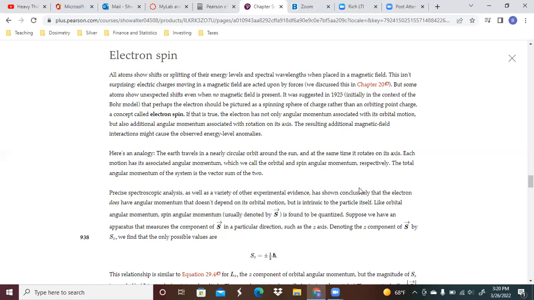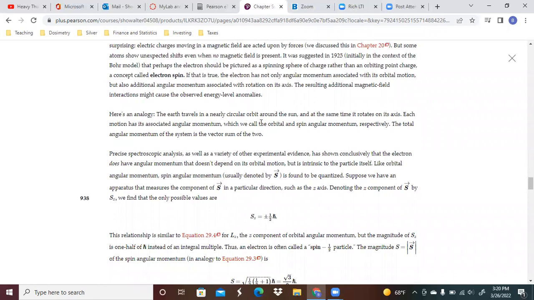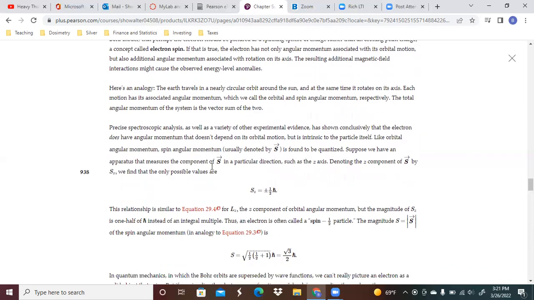So if that is true, the electron not only has angular momentum associated with its orbital motion, but also additional angular momentum associated with the rotation on its axis. The resulting additional magnetic field interactions might cause the observed energy level anomalies. So in other words, here's an analogy. The Earth travels in a nearly circular orbit around the sun. At the same time, it rotates on its axis. Each motion has its associated angular momentum, which we call the orbital and spin angular momentum, respectively. The total angular momentum is going to be the vector sum of the two.